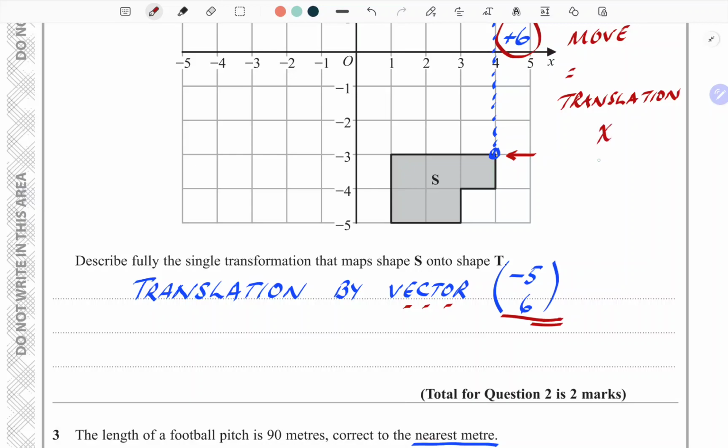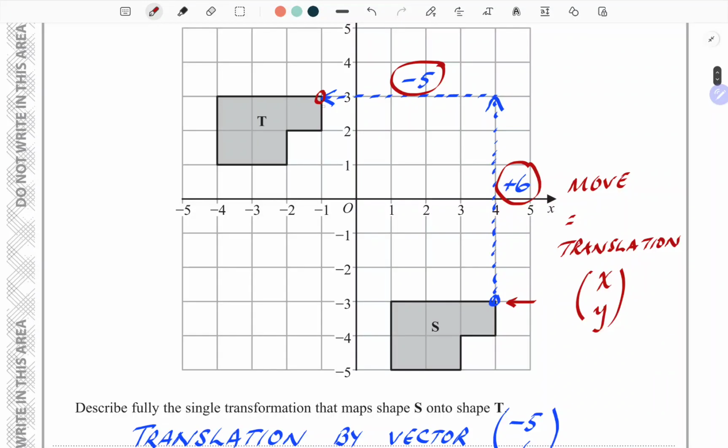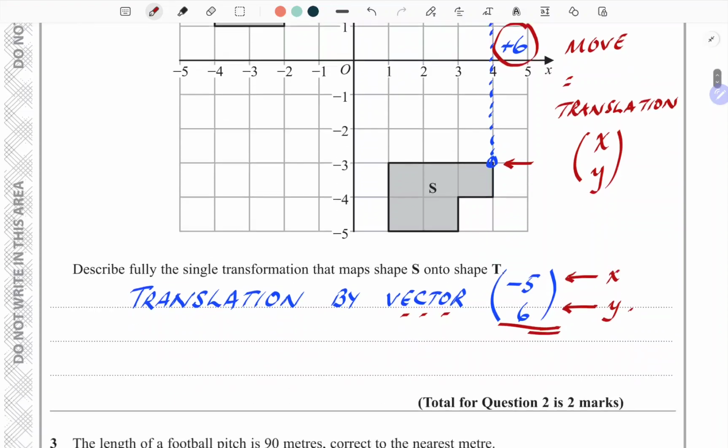X is the top number, and the Y movement is the bottom number. All right. So as we've already seen, it's 5 to the left, so that's minus 5. So that's the X movement. And it goes 6 up. So that is the Y movement. All right. So remember, with translations, you've got to put it in vector form.